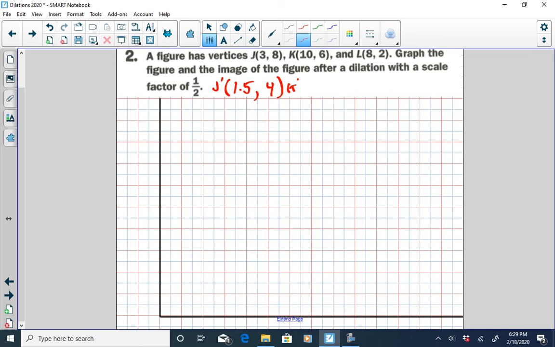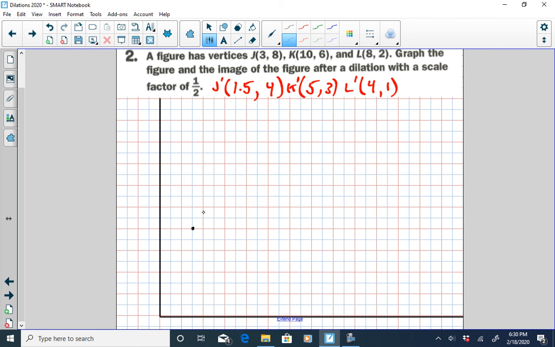K prime, use my scale factor, 1/2 times 10 is 5, and 1/2 times 6 is 3. So K prime would be located at 5, 3. Then we have L prime. 1/2 of 8 is 4, 1/2 of 2 is 1, so L prime is located at 4, 1. We are asked to graph the figure and its image. So let's start with the figure. I'll do that in black. Right? So I'm going to start with 3, 8 over 3, up 8, 2, 4, 6, 8.